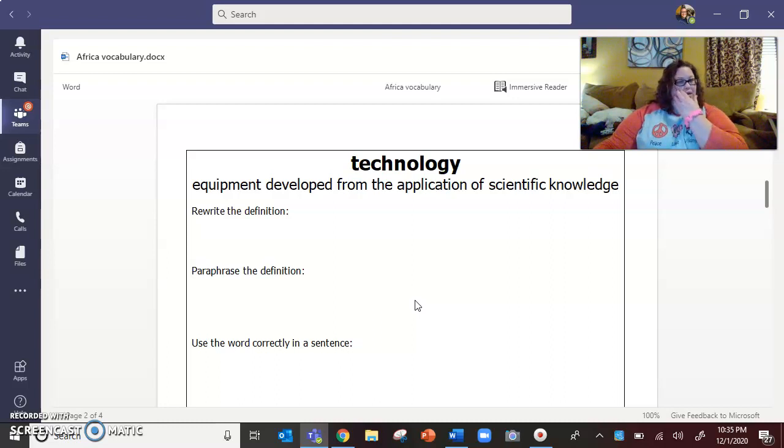Okay. Our next word, technology. Equipment developed from the application of scientific knowledge. Remember, you are rewriting the definition. Pause the video, rewrite it right now. Now we are going to paraphrase the definition for technology.